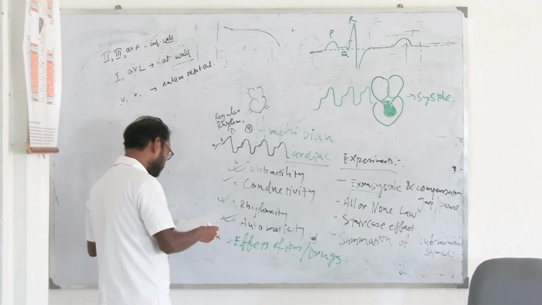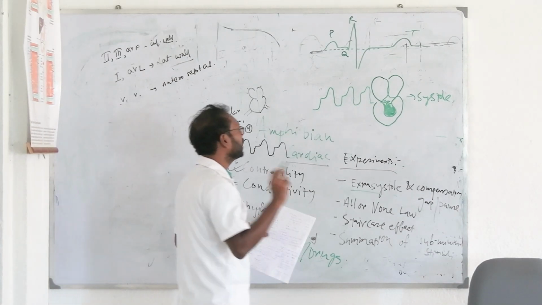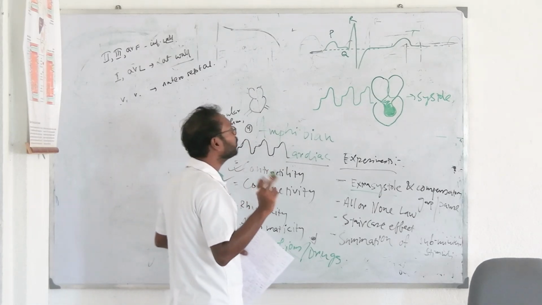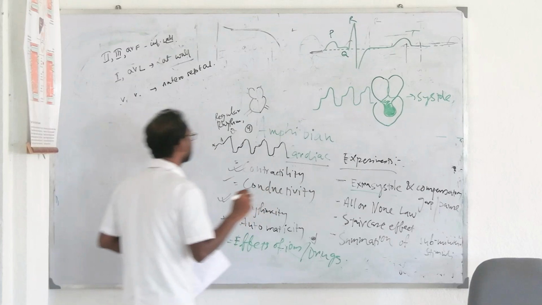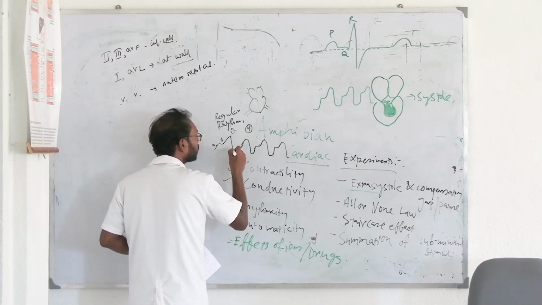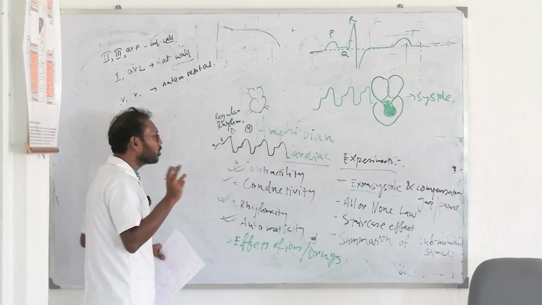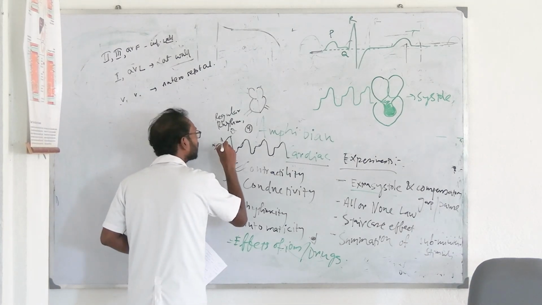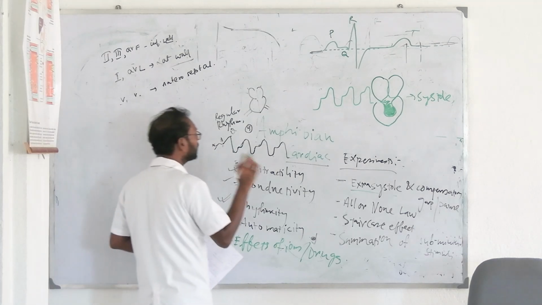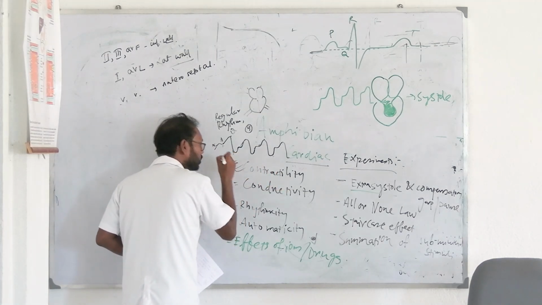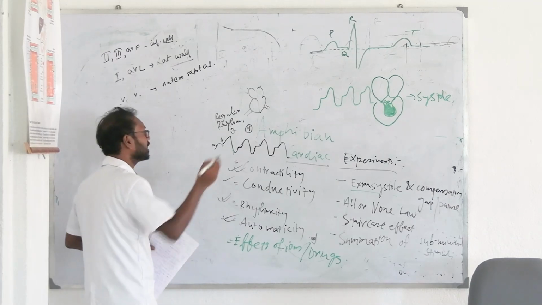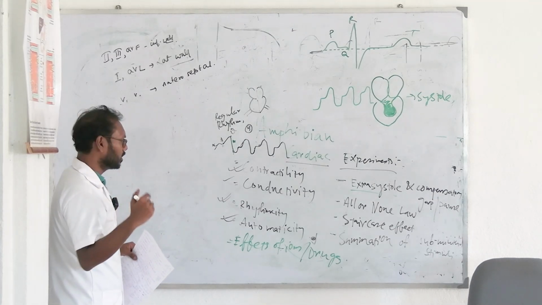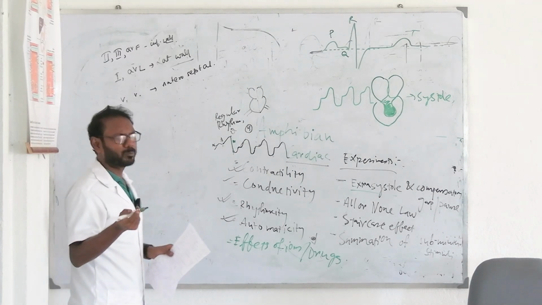What are we doing? We will be providing stimuli at various stages of this graph, okay? We will provide a stimulus at the completion of atrial systole, and a stimulus at the completion of ventricular systole, and a stimulus in between them, at a place like this. So we will be providing 3 stimuli, okay? So how do we provide the stimuli?